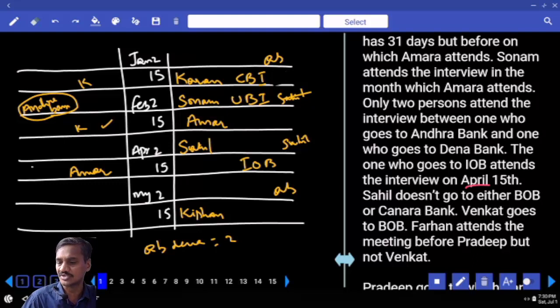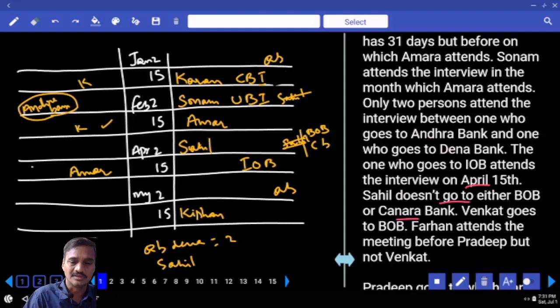Sahil does not go to either BOB or Canara Bank. Now Sahil is here. Sahil did not go to either BOB or Canara Bank. Hence BOB and Canara Bank are ruled out for Sahil. Then Venkat goes to BOB.